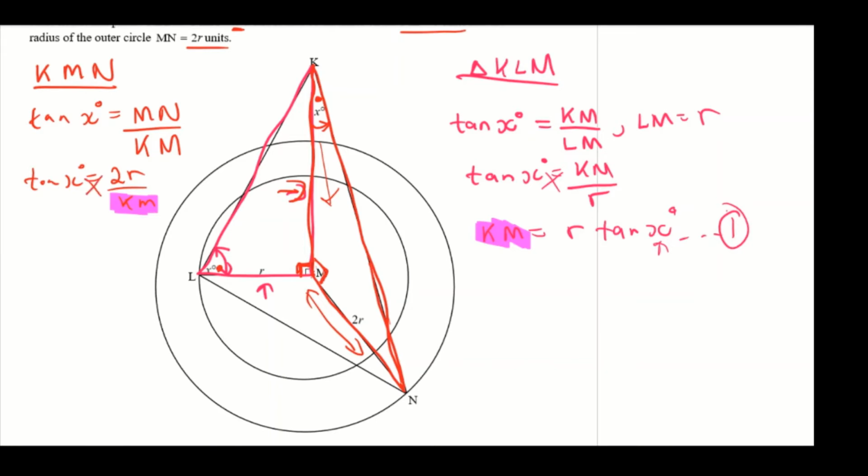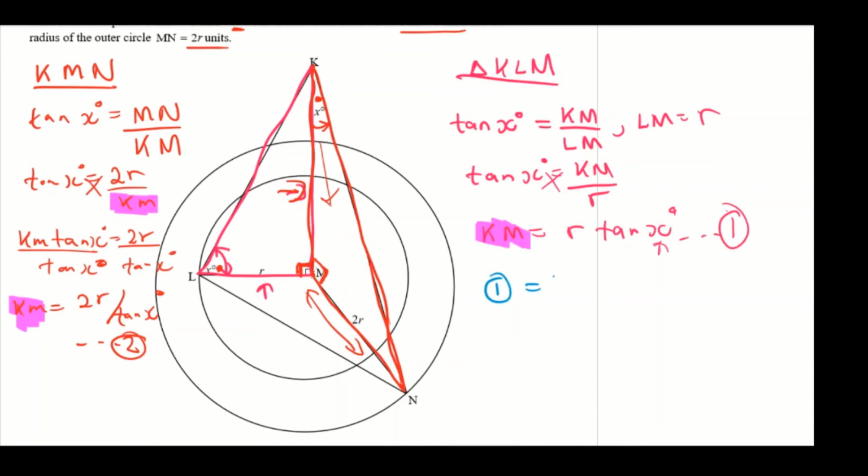So we'll cross multiply, and we have KM tan of x degrees equals 2r. Then we divide by tan of x degrees on both sides. We have KM is equal to 2r over tan of x degrees. So now we have another equation, which is equation 2. Because we have KM and KM, you can equate both equations: equation 1 is equal to equation 2.